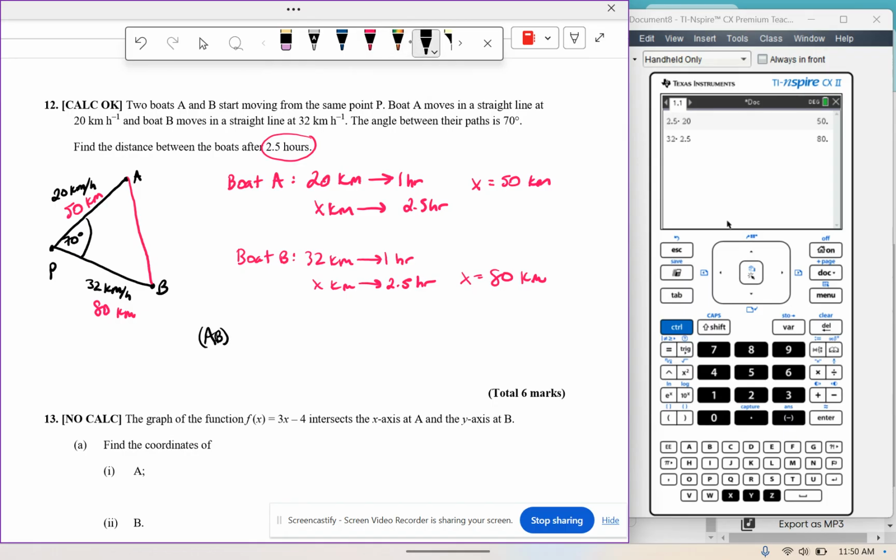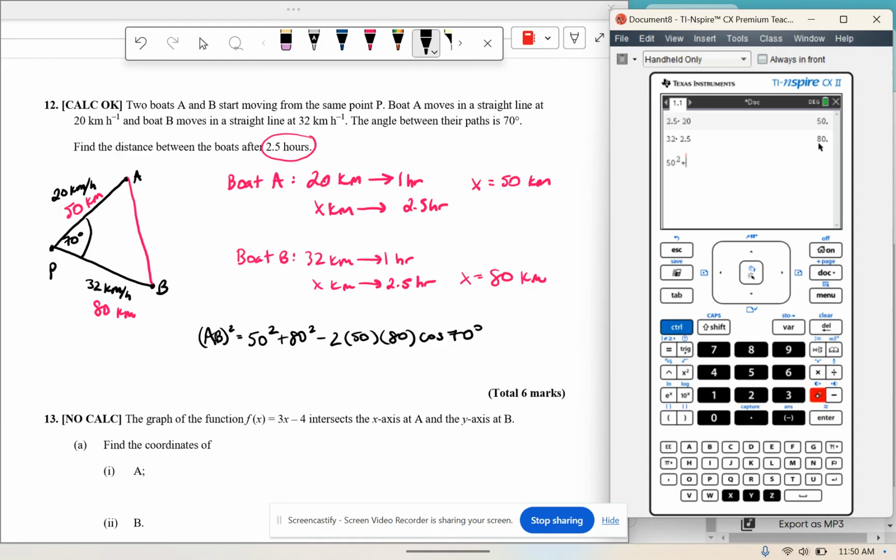So I've got AB squared is equal to all that stuff. So I'm going to make sure I'm in degrees and then type it in. And then I'm going to square root that. And I get 78.5 kilometers.